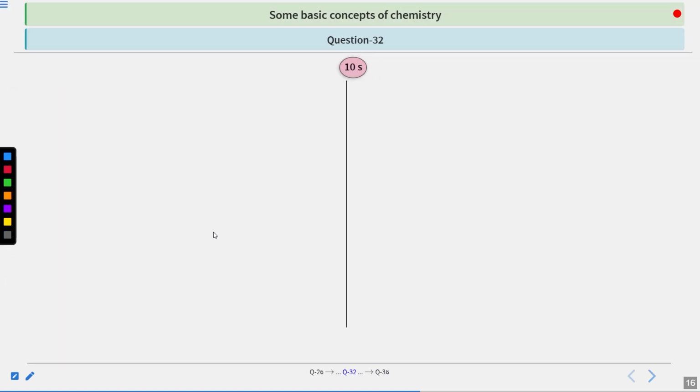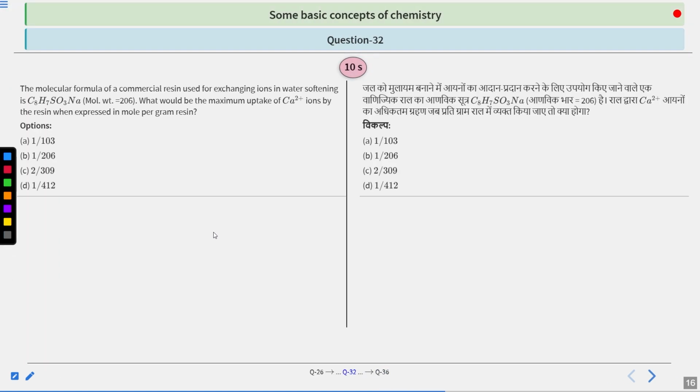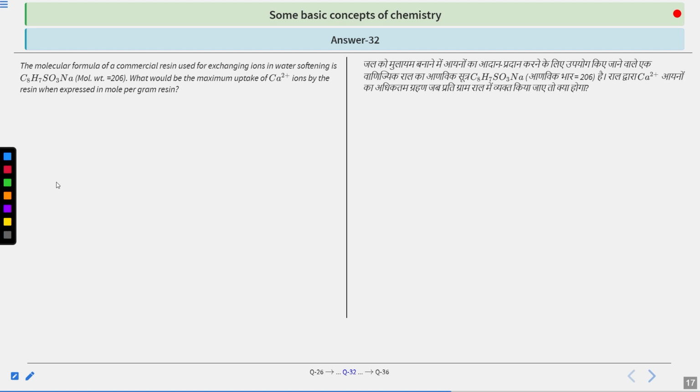Next question, question number 32. The molecular formula of commercial resin used for ion exchange in water softening is C8H7SO3Na, and its molecular weight is 206. So what would be the maximum uptake of Ca2+ ion by the resin when expressed in mole per gram resin? Options are A 1 by 103, B 1 by 206, C 2 by 309, and D 1 by 412. So let us see the solution.